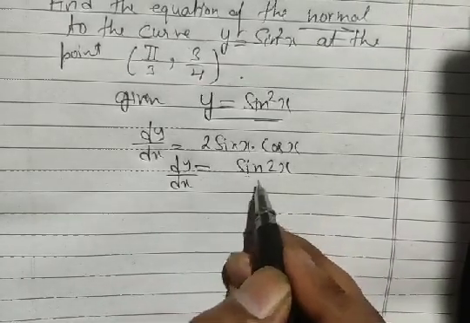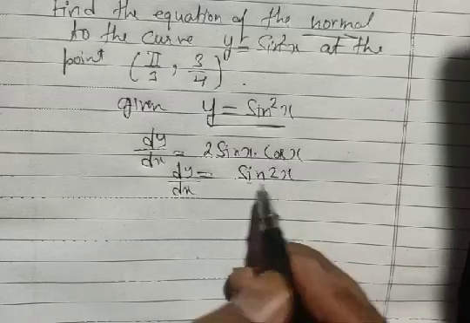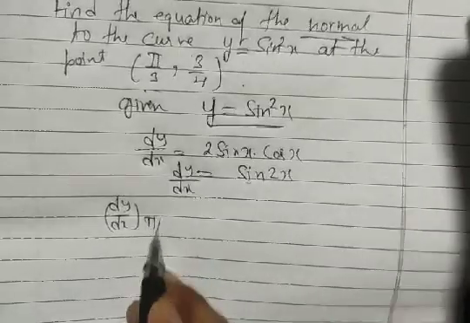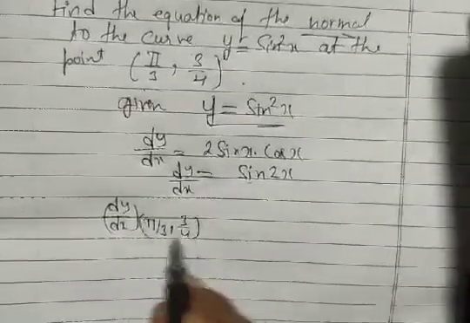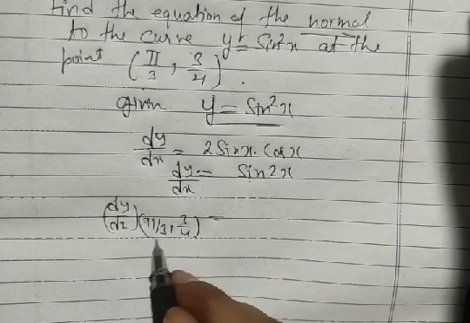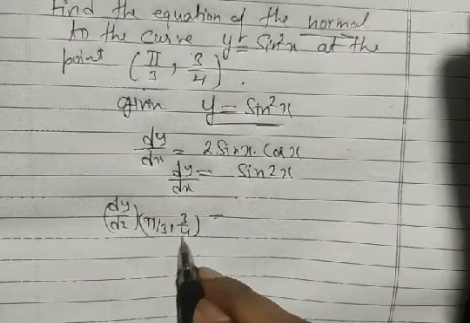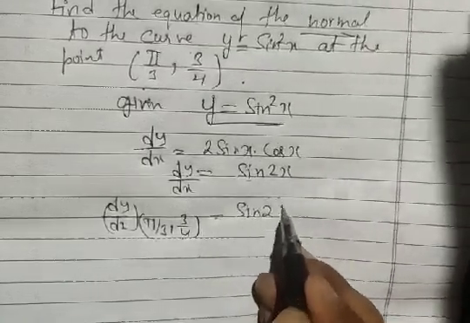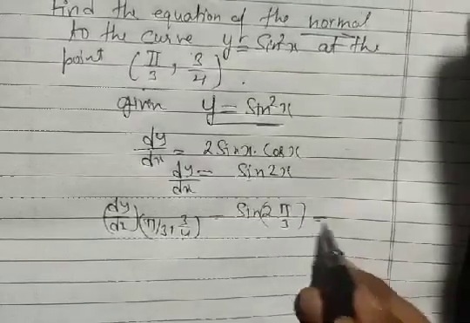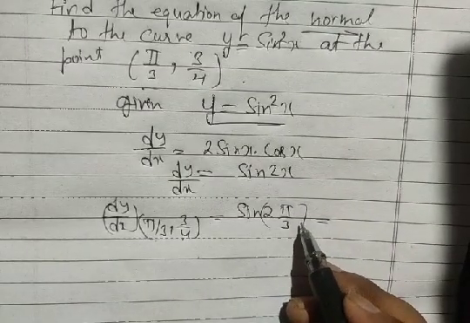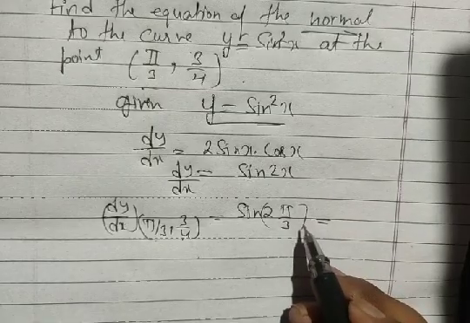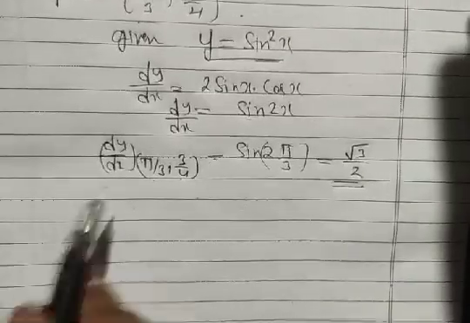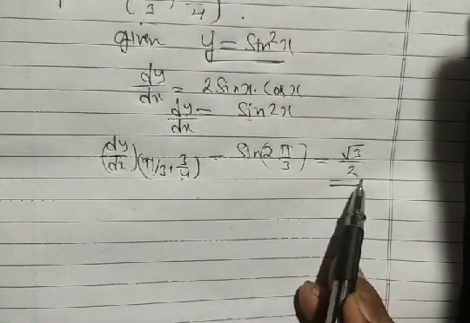Now dy/dx is sin 2x. After that we find the slope of tangent at the given point pi by 3, 3 by 4. Here x is pi by 3, and we only need x. So sin 2 pi by 3, which is sin 120 degrees. The value of sin 120 is root 3 by 2. So our slope of tangent at the given point is root 3 by 2.